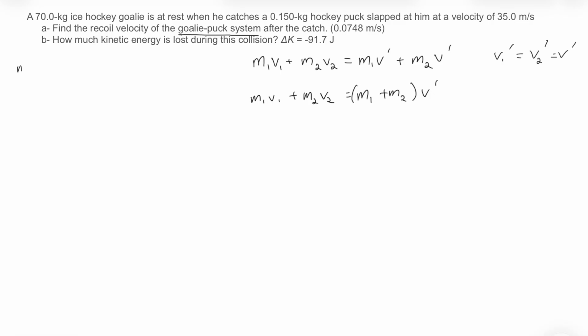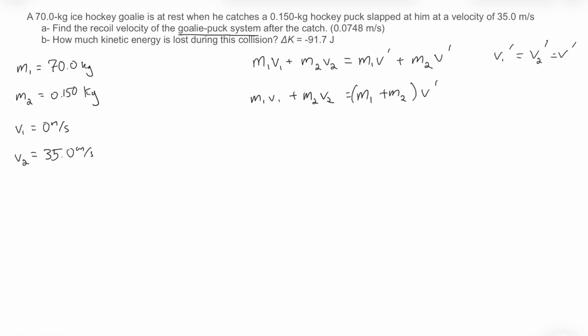So then if we think about what variables we know, our hockey goalie is 70 kilograms, and our hockey puck weighs 0.150 kilograms. Our goalie was at rest, so his initial velocity is 0 meters per second, and the hockey puck was traveling initially at a speed of 35 meters per second in the direction of the goalie.